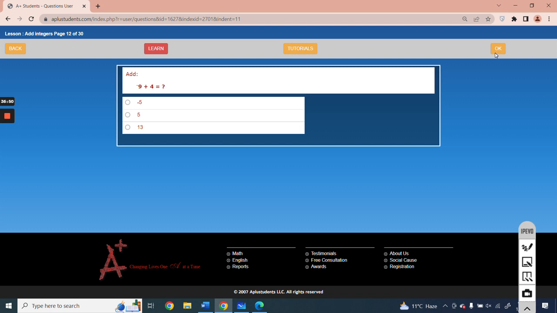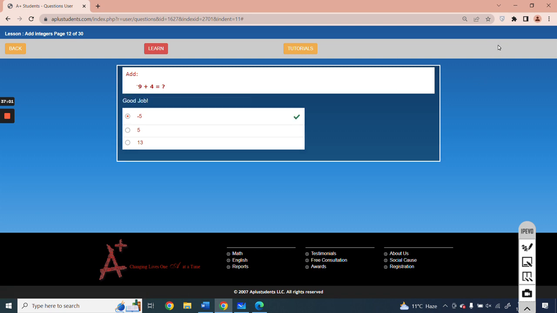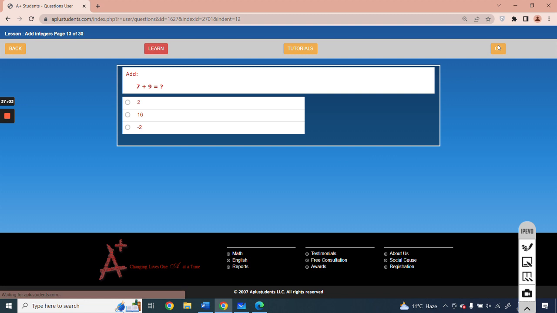Okay, negative 9 plus 4 is, yes, it would be negative 5. Got it? You have to subtract, but you have to put the sign of the greater number. So 9 is greater, so it must be negative. So it is negative 5. Got it?